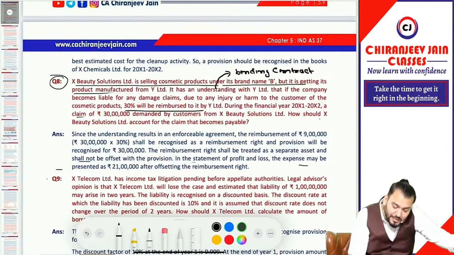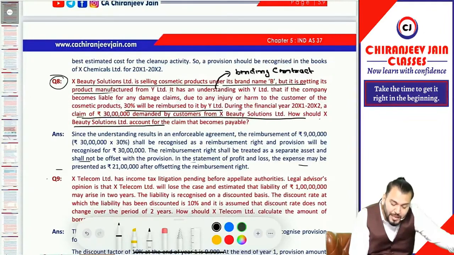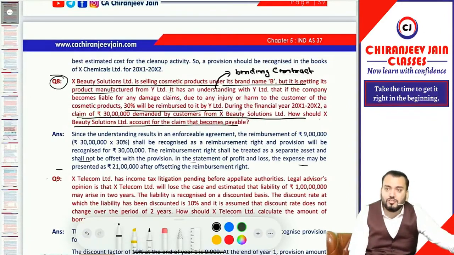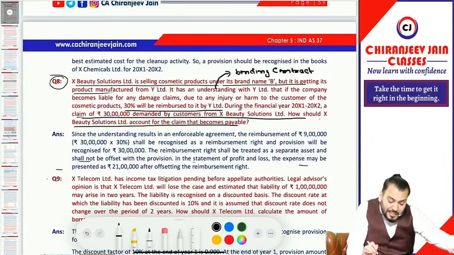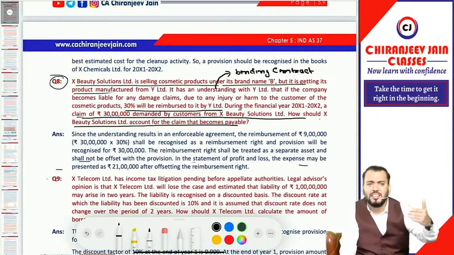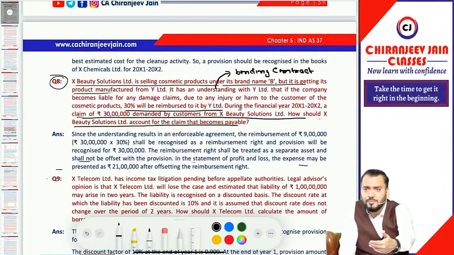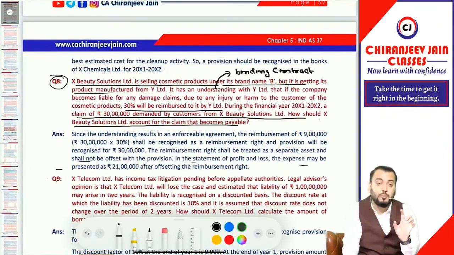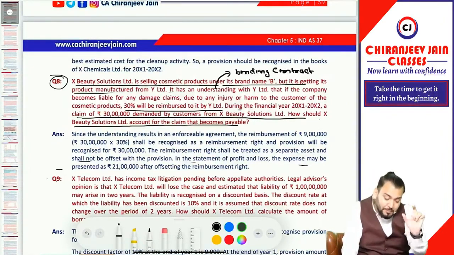30% reimbursed to it by Y Limited. During the financial year 2001-2002, a claim of 30 lakh was demanded by the customer from X Beauty Solution Limited. How should X Beauty Solution Limited account for the claim that has become payable? My question to you all: if they say a claim is demanded, so of course can I say there is a present obligation arising from a past event? Outflow is probable, amount can be estimated. We should create an amount of provision, but should we create a provision of 30 lakh or 70% of 30 lakh?